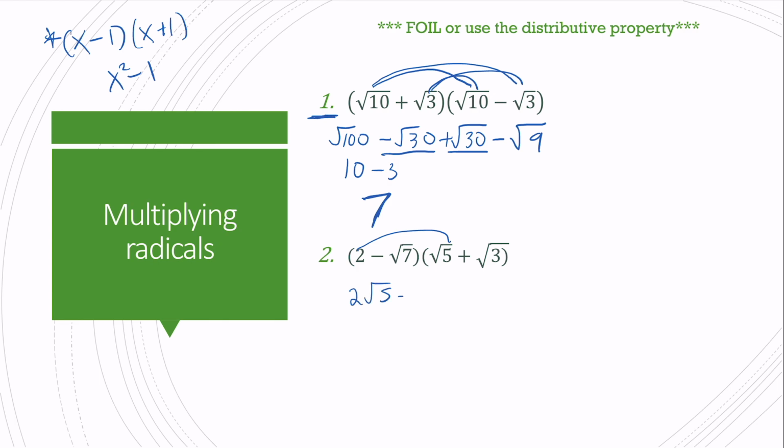plus 2 times the square root of 3 minus the square root of 35 minus the square root of 21. And this is fully simplified because I can't simplify the square root of 35 or the square root of 21, and none of these are like radicals, so I can't add them.